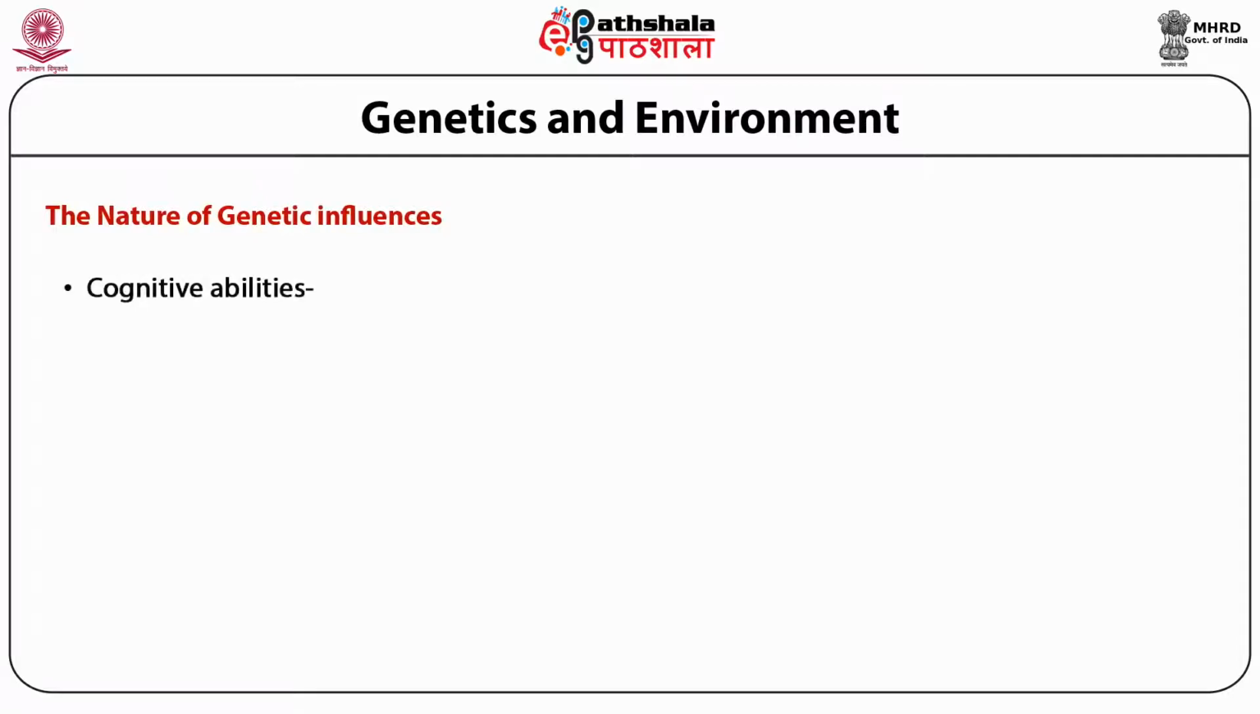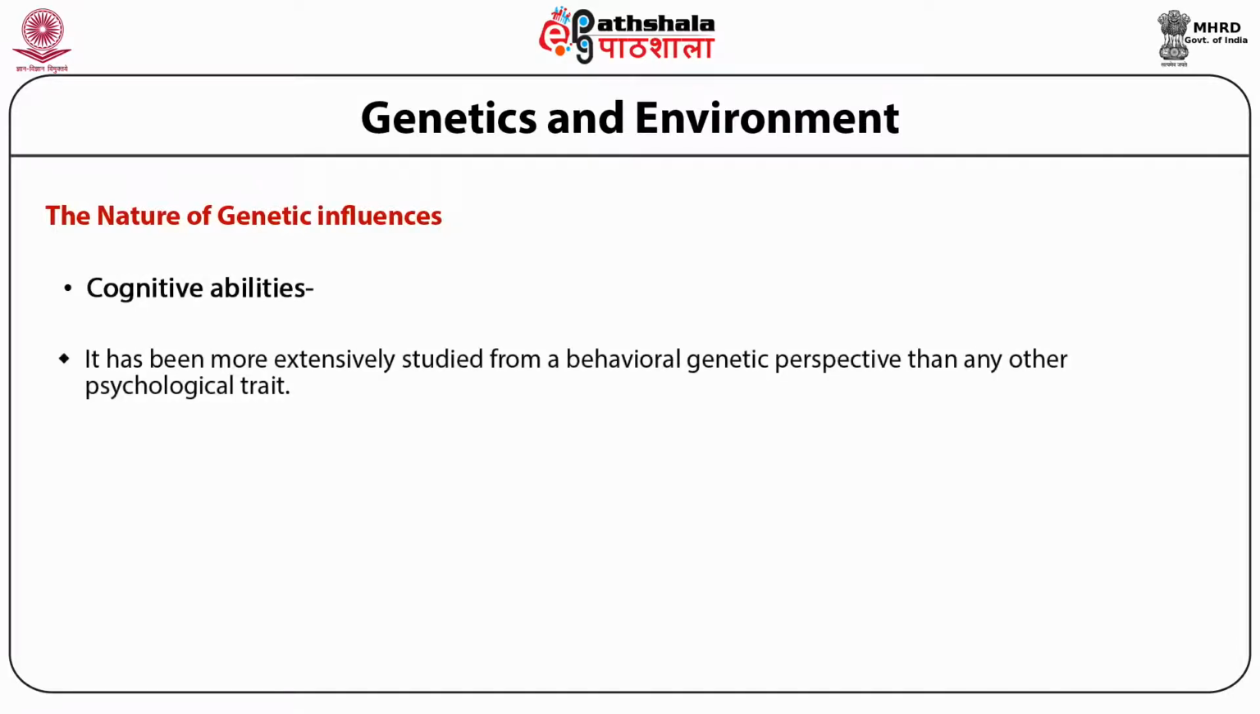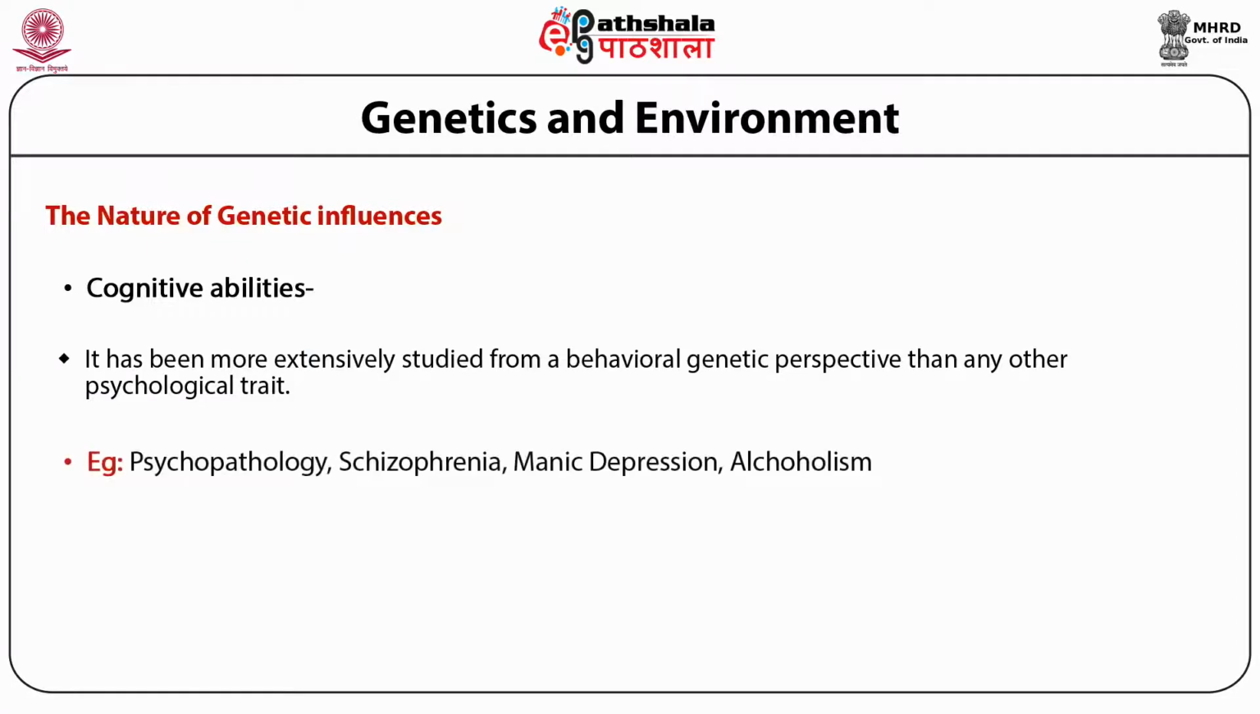The first is the cognitive abilities. It is more focused on behavioral genetic perspective and psychological trait. Some of the examples include psychopathology, which studies the behavioral disorder in twin and adoption. Schizophrenia, which is the linkage to identify several chromosomal regions as candidates for containing a schizophrenia susceptibility locus.